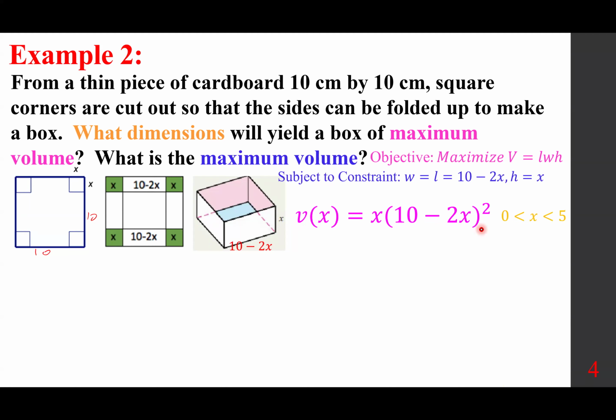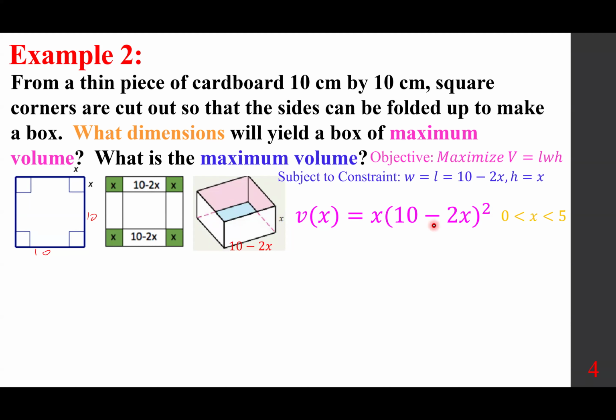Why is that? Two ways to look at it. If this is 10 by 10, if you fold it in half, it becomes 5 on each side, and you can't create a box. If you set this one equal to 0, x becomes 5. And because it represents a dimension, if you go larger than 5, it becomes negative. So you can't have it.